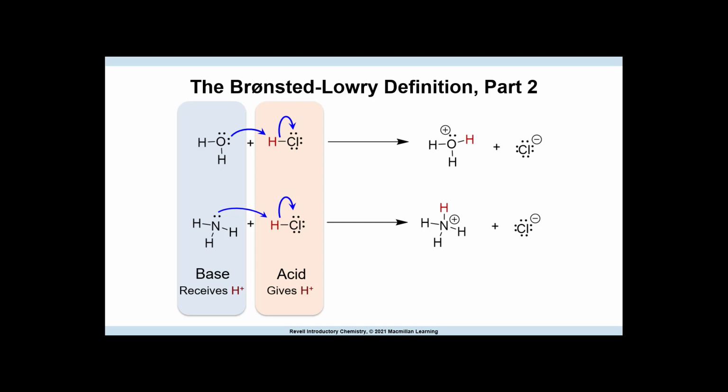In the second reaction, 2 electrons from the nitrogen reach out and grab the proton. When this happens, the electrons in the HCl bond again move to the chlorine atom. The result is an ammonium ion and a chloride ion. In both of these reactions, HCl gives up a proton, so it's an acid. The water and ammonia molecules both receive the proton, so they are the bases.